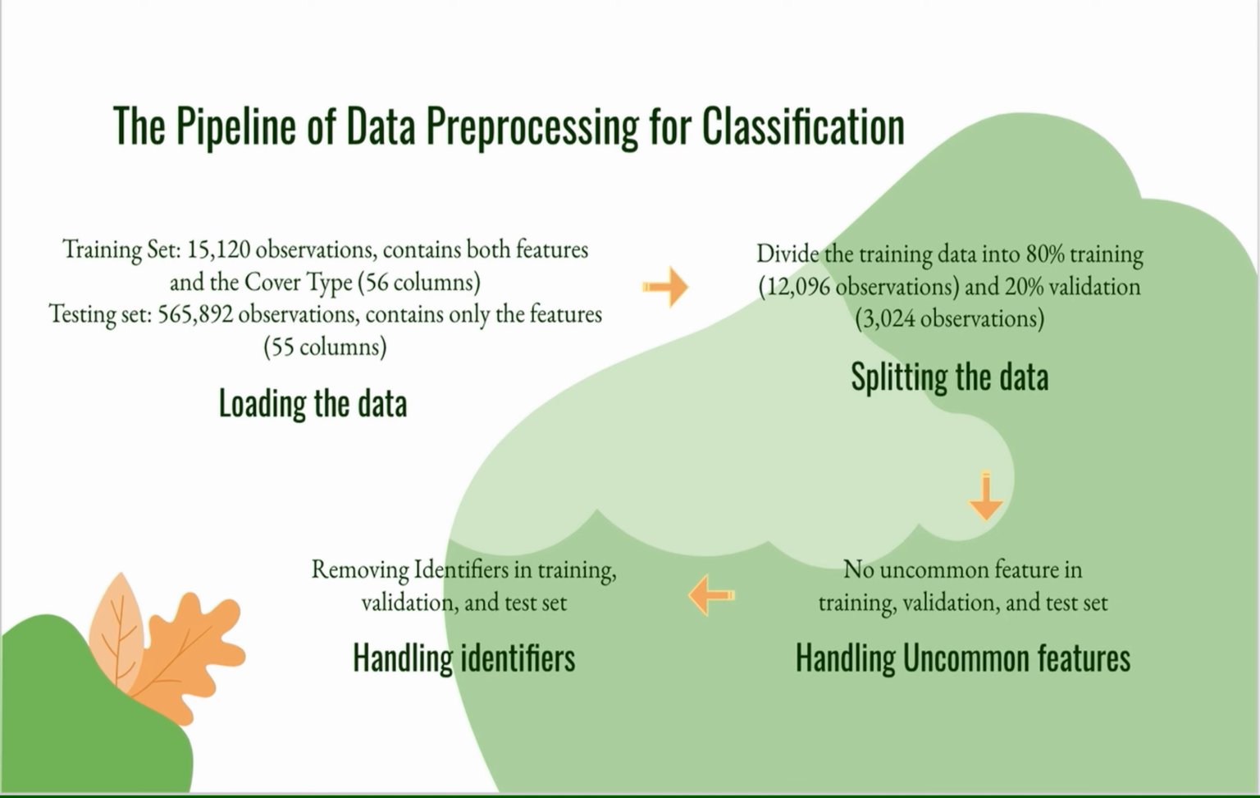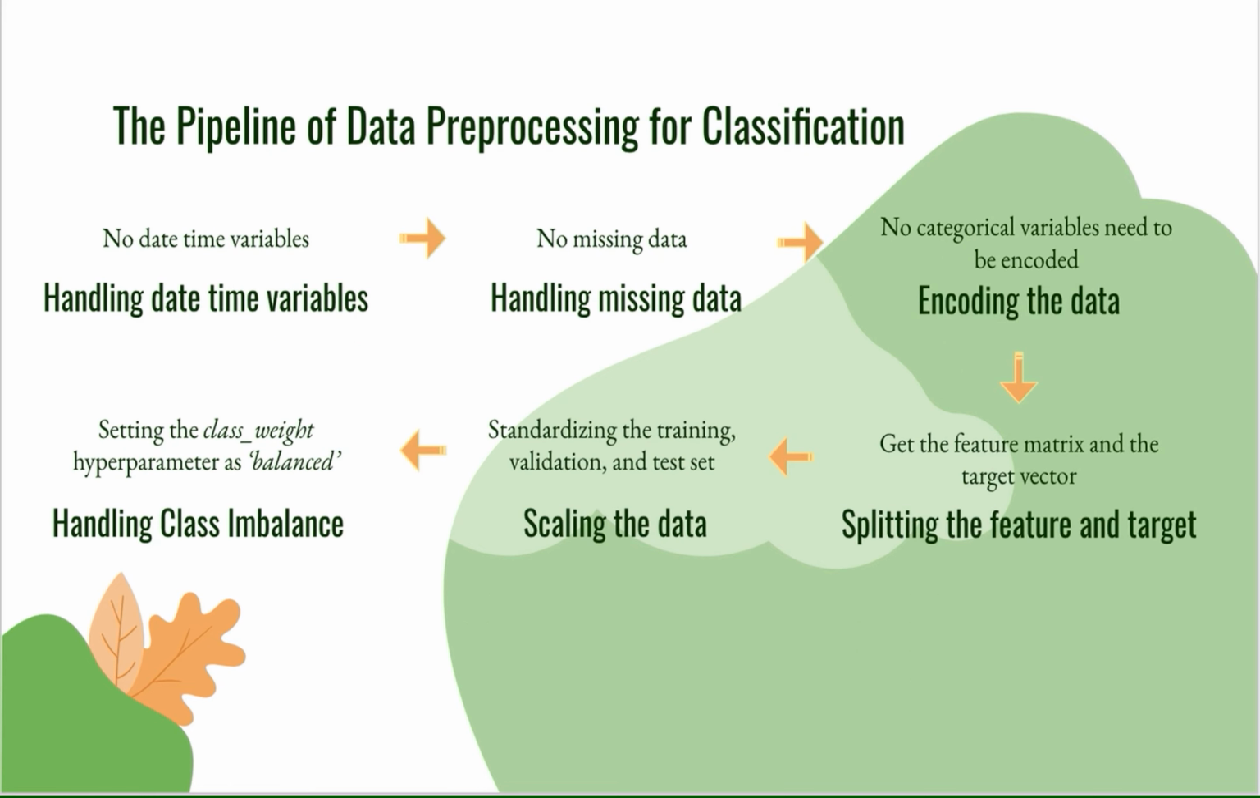Then we handle the uncommon features in the data. Fortunately, we didn't have any uncommon features in the data. Then we took the next step to remove the identifier in the data because the identifier has no predictive power over the target. Then we continue to handle the datetime variable and the missing data and encode the data. Each dataset contains the 4 binary columns of the wilderness areas and the 40 binary columns of the soil types. Also, the target of the cover types are integers 1 to 7. Therefore, no categorical variable needs to be encoded.